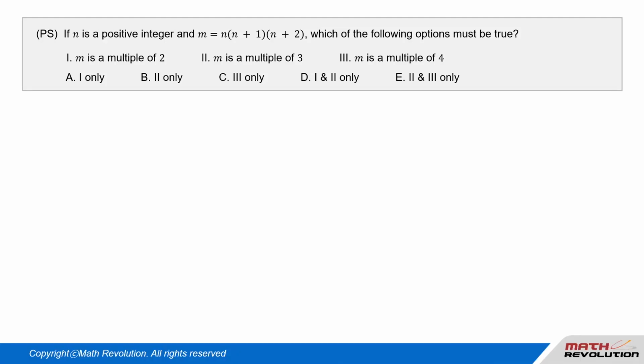Question. If n is a positive integer, and m equals n times (n plus 1) times (n plus 2), which of the following options must be true? 1. m is a multiple of 2. 2. m is a multiple of 3. 3. m is a multiple of 4.